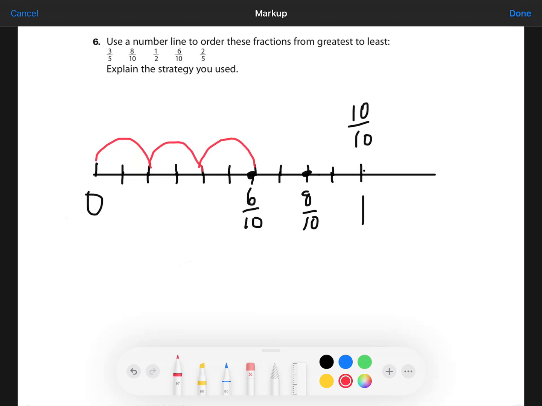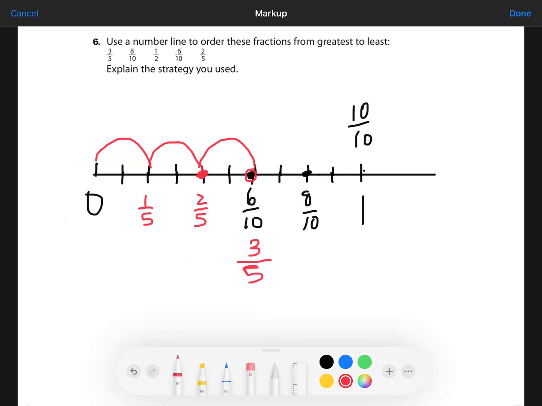All right, so this is 1/5. This is 2/5, and 3/5 is the same spot as 6/10. So for 3/5, I need a circle at the same spot as 6/10. That's 3/5, and this is 2/5. And so now we have almost all of them. The only one that we're missing is 1/2.